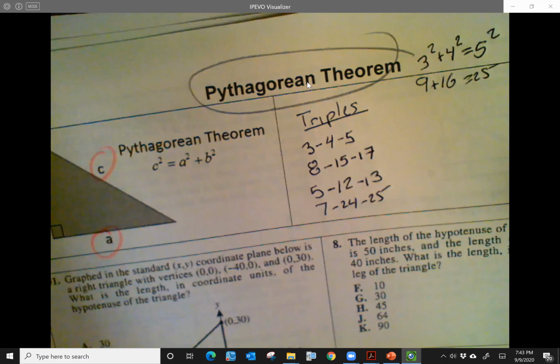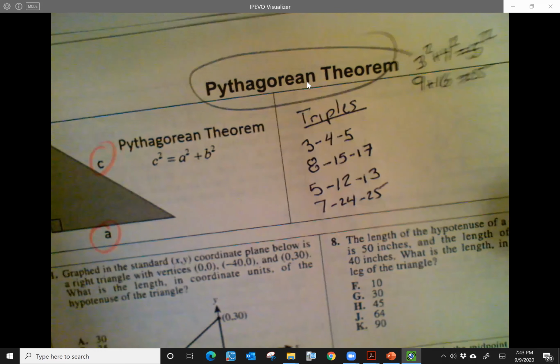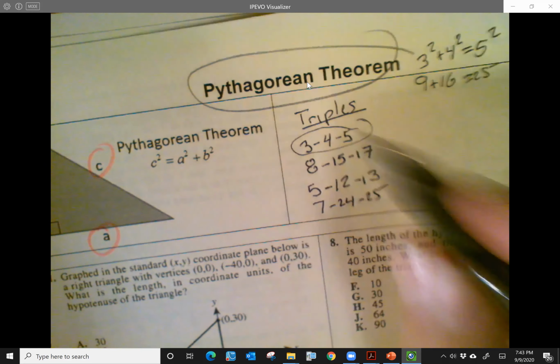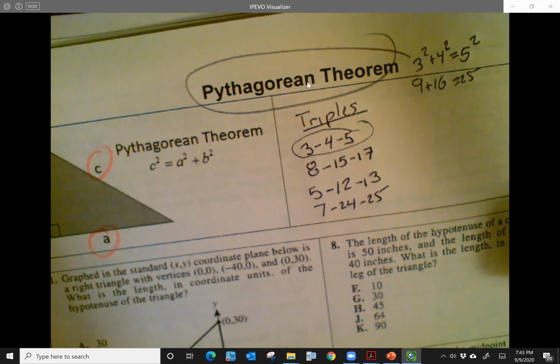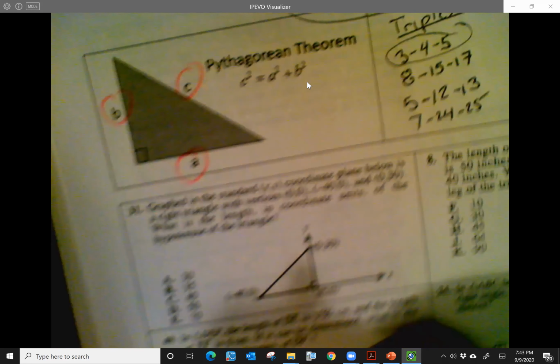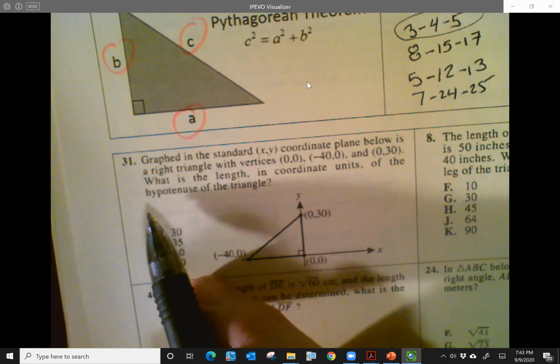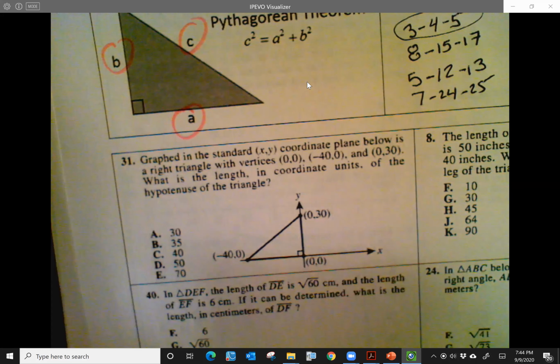And we're going to go through a bunch of ACT questions, and you're going to notice that of all the triples, they really like the 3, 4, 5. Okay? So keep this in mind as we go through. So here's our first question, 31. It's halfway into the test. We're starting to get a little interesting.